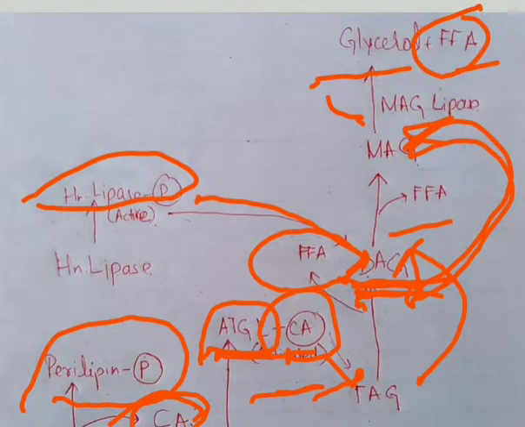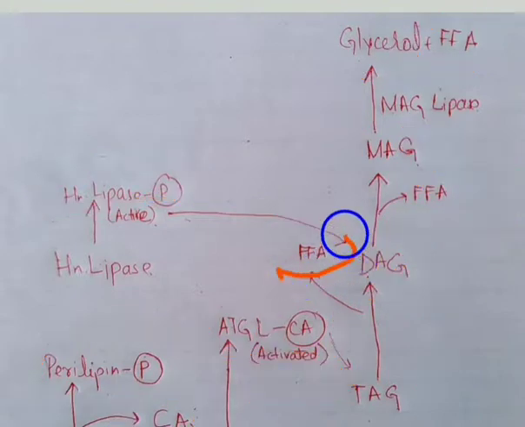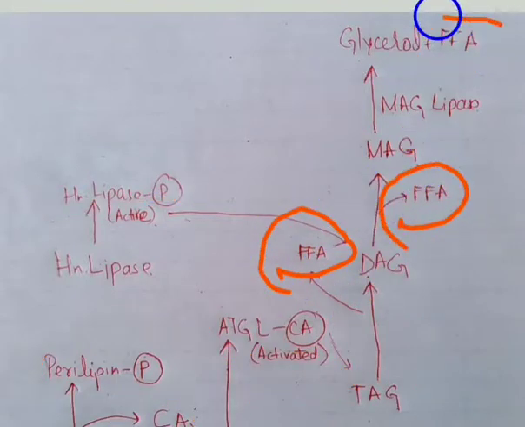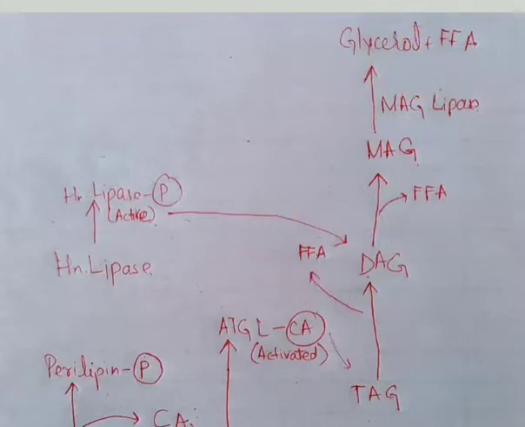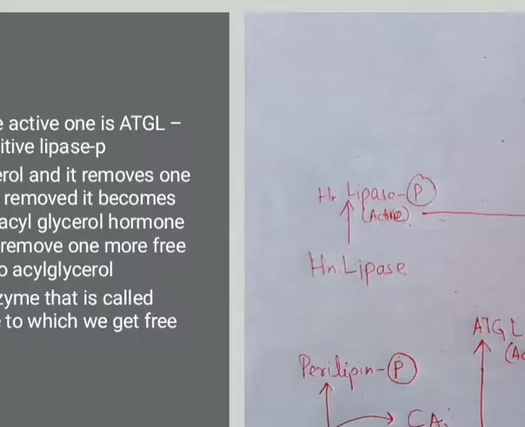What is the meaning of FFA? That means free fatty acid. So we have a total removal of three free fatty acids, and we know that the triacylglycerol or triacylglyceride contains three fatty acids and one glycerol molecule. So three fatty acids are removed and the glycerol molecule is separated. So that was the process.